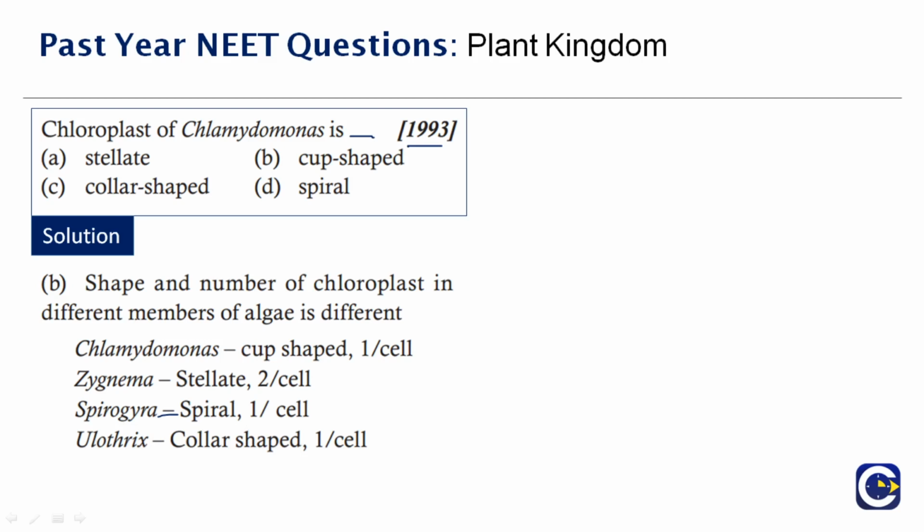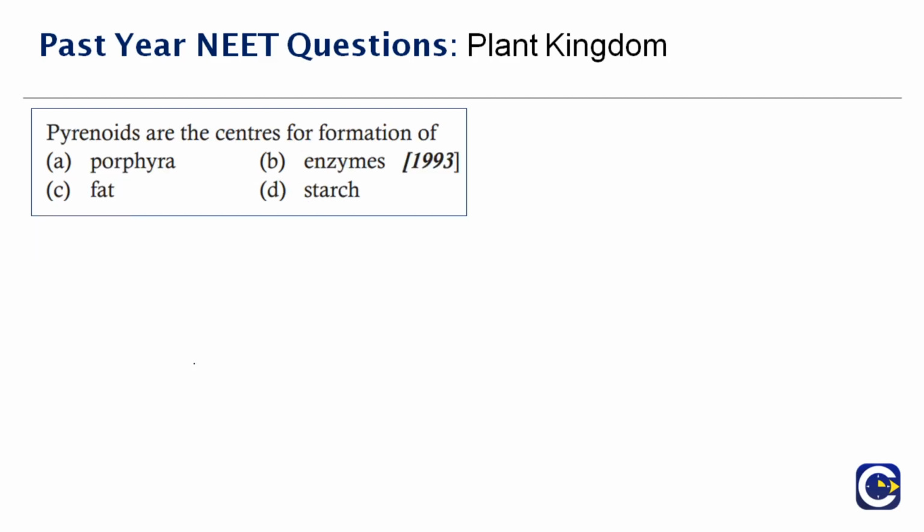So these are the shape and the number of chloroplasts that are present in the different members of the algae, and that will be different for each algae. Okay, chloroplasts will differ for each algae, and here you can see the table which shows you the different number and the shape of the chloroplasts that they have given here. So therefore the correct answer to this question is option B, cup shaped. Okay, now let's move to the next question.